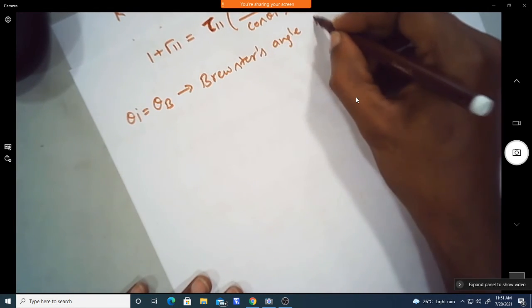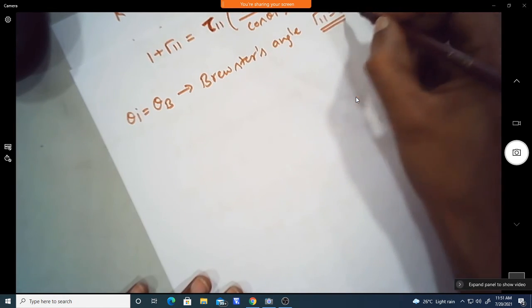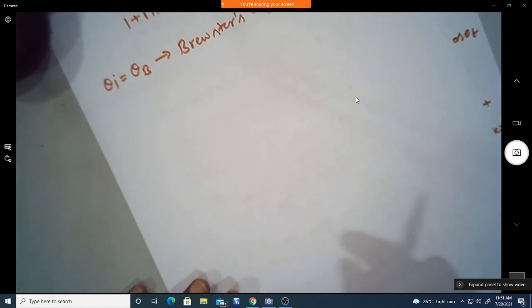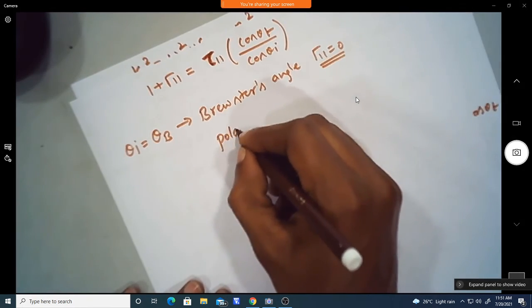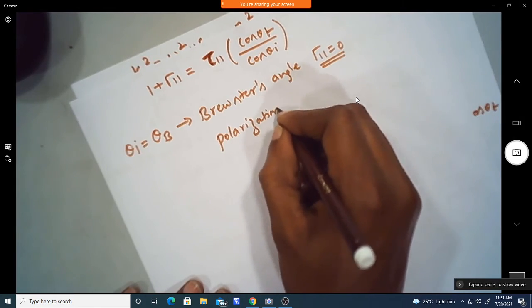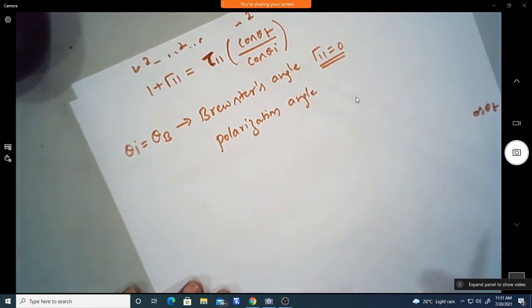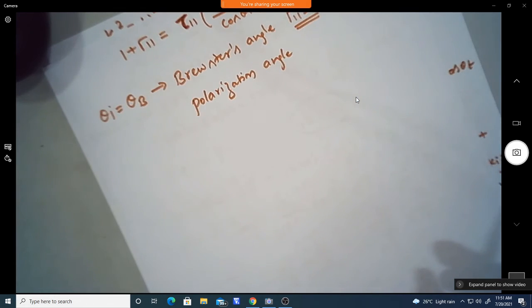So where we get gamma parallel equal to 0, that angle is called the Brewster angle. Generally, we also call this Brewster angle the polarization angle. Because for an arbitrarily polarized incident wave, the reflection will become 0 for the component that is parallel to the plane of incidence.